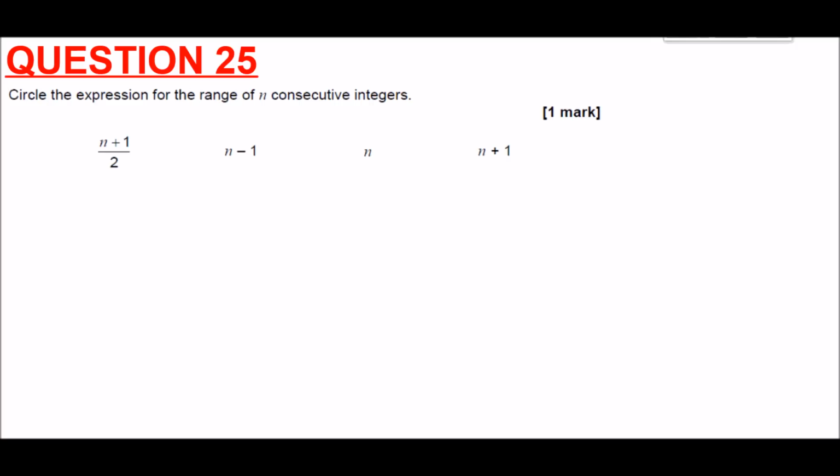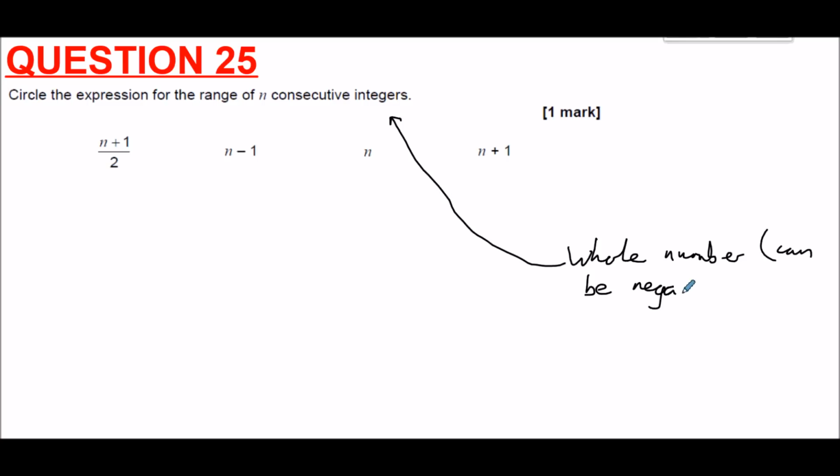Question 25. Circle the expression for the range of n consecutive integers. Looks like integers, normally called integers. So an integer just means a whole number. The thing with integers is they can be negative, whereas natural numbers must be positive. So consecutive just means next to each other as well. So let's make a note of that in case you're not sure.